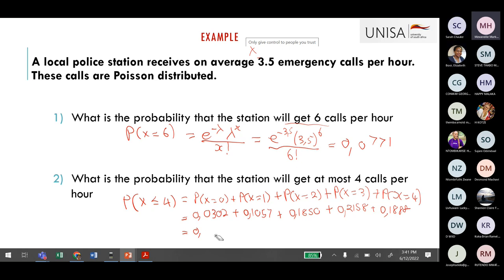0.7215 (double five). And that is the probability that the station will get at most 4 calls per hour.